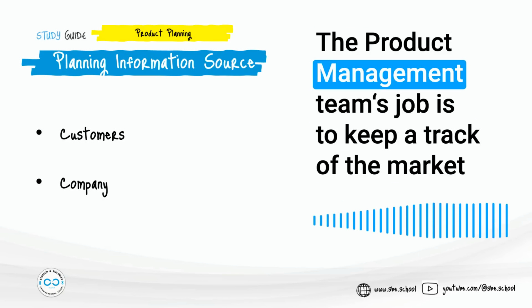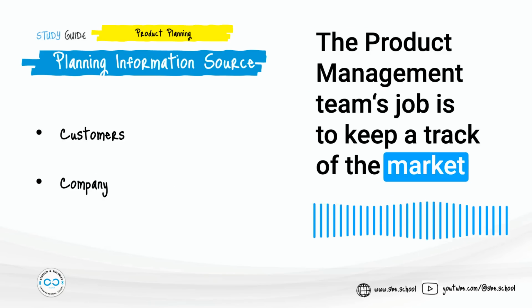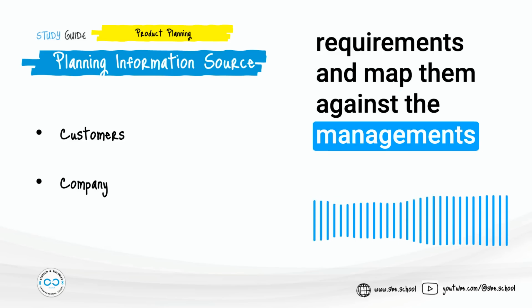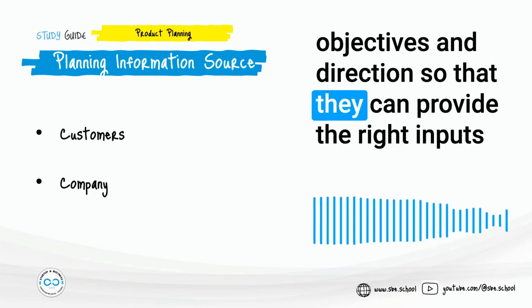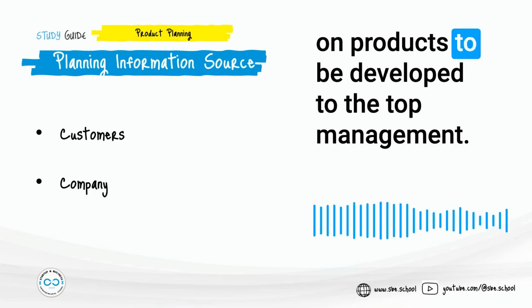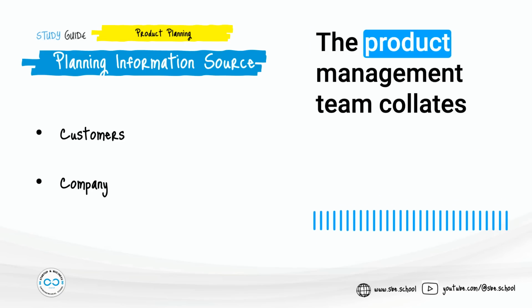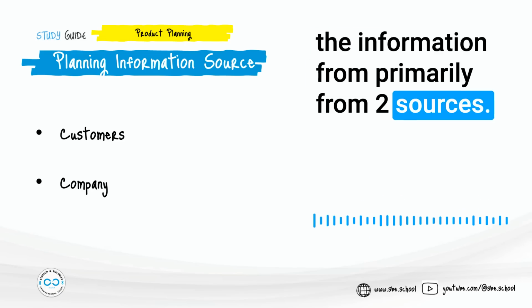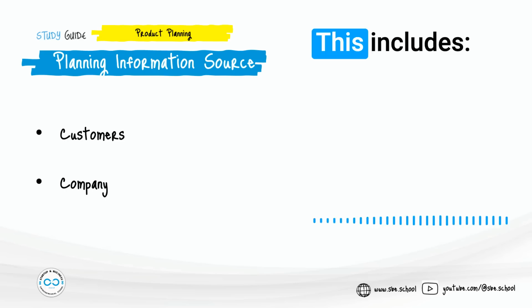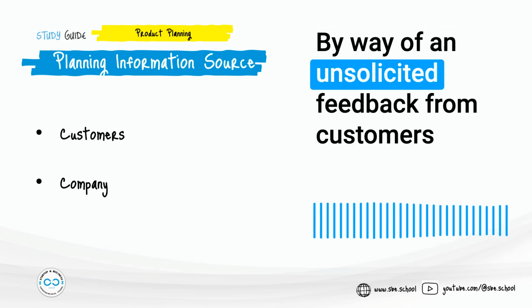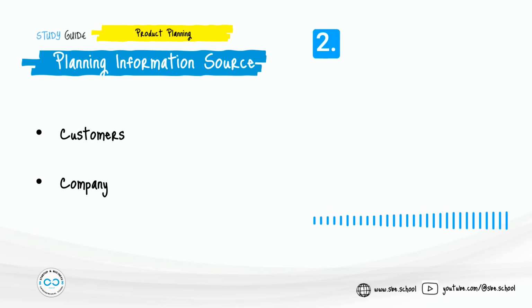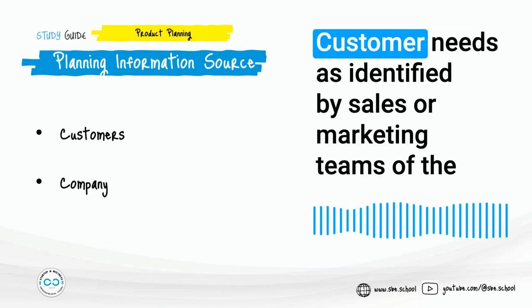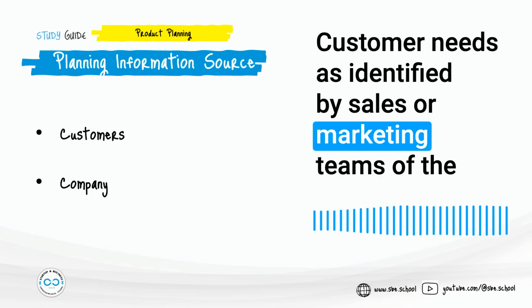The product management team's job is to keep track of the market requirements and map them against the management's objectives and directions so that they can provide the right inputs on products to be developed to the top management. The product management team collates the information primarily from two sources. First source is customers. This includes: 1. Unsolicited feedback from customers. 2. Customer surveys. 3. Customer needs as identified by sales or marketing teams.